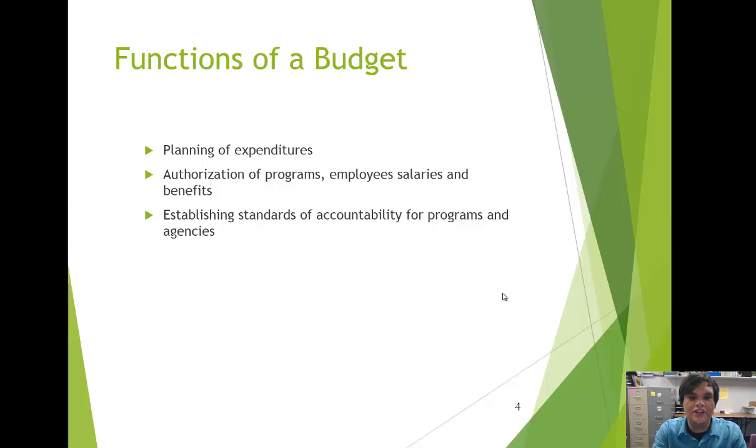And then finally, a budget establishes the standards of accountability for programs and agencies. The budget makes sure that programs are accountable for the money that they spend and that we can audit those particular programs for their spending as well.